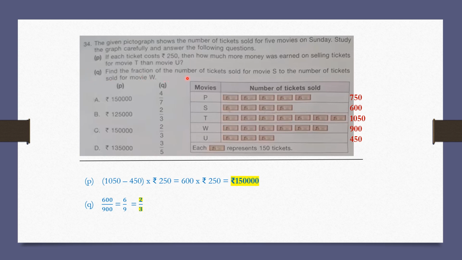Find the fraction of number of tickets sold for movie S to the number of tickets sold for movie W. So number of tickets sold for movie S is 600 and for W it is 900. So 600 divided by 900 is 6 by 9, or we can write it as 2 by 3. So our answer is 1,50,000 and 2 by 3, which is option C.